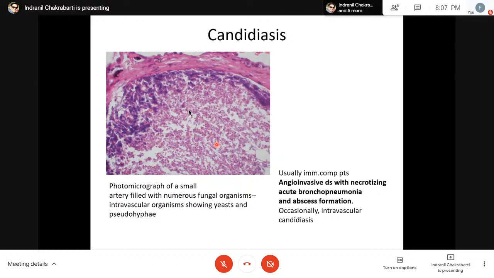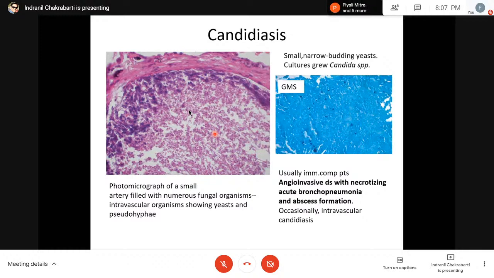This is to highlight that these are angioinvasive organisms, and they usually show yeasts. Yeasts are the round forms of fungus, and also pseudohyphae. How do we differentiate between pseudohyphae and hyphae? Hyphae are tubular structures with no constrictions. In pseudohyphae, you get constrictions, and the septa are not regular. In hyphae, we get septa at regular intervals, and there is no constriction around the septa.